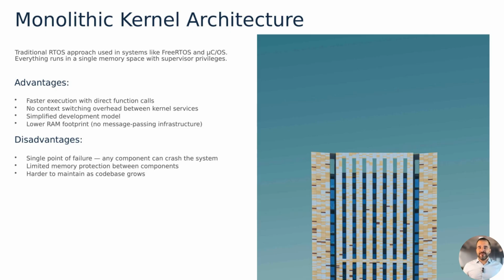However, the simplicity comes at a cost. There's no memory protection between components, meaning a bug in one service, like a driver or a user task, can corrupt others or bring down the entire system. As the project grows, this architecture can become difficult to maintain. Debugging interdependencies becomes harder, and modular updates are risky. Another challenge is that monolithic kernels lack fault isolation, making them less suitable for safety-critical systems that demand high availability or runtime certification. Despite these concerns, monolithic kernels remain popular due to their ease of use, minimal resource footprint, and strong community support in the embedded world.